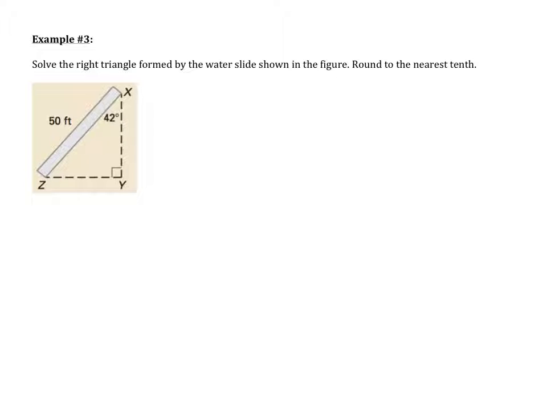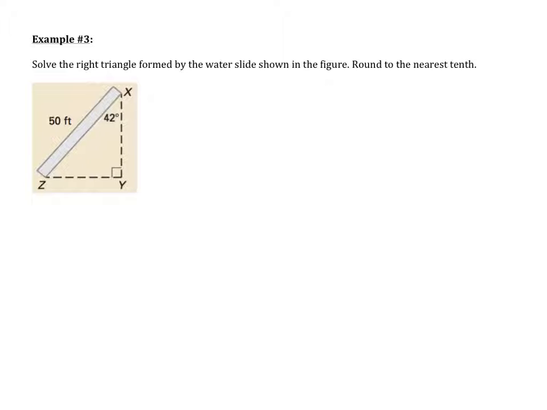It says, solve the right triangle formed by the water slide shown in the figure, round to the nearest tenth. So it's asking us to solve the right triangle. That means I need to find all 3 sides and all 3 angles. Notice in this problem, I was given an angle and a side. Remember, that was one of the ways that I would be able to solve a right triangle. One option is if I was given 2 side lengths, and the other option was 1 side and 1 angle. So I'm good to go in that aspect.